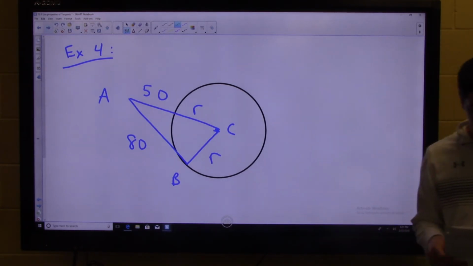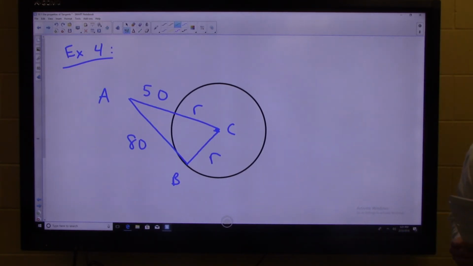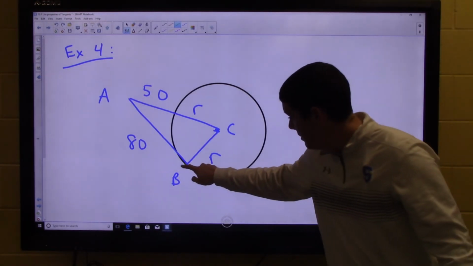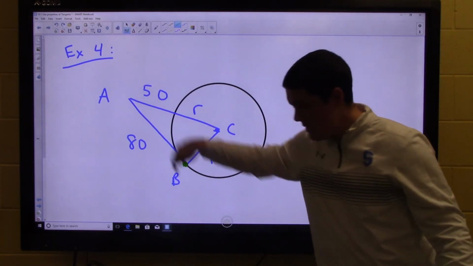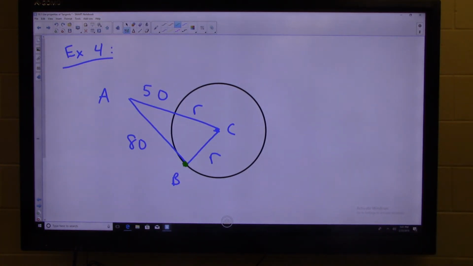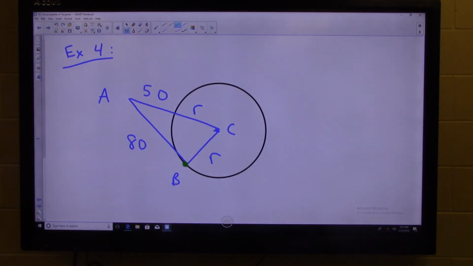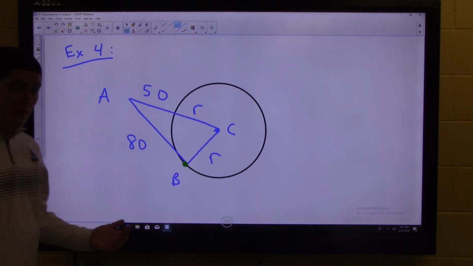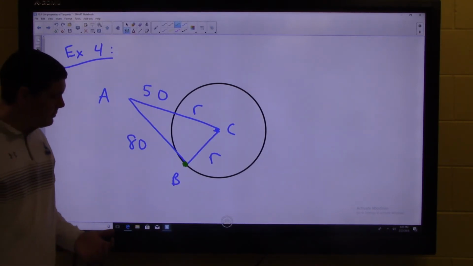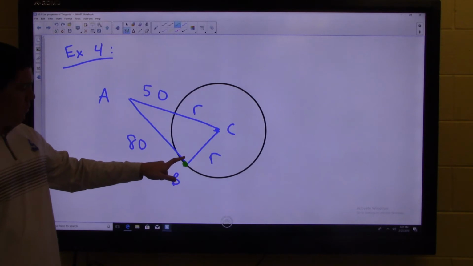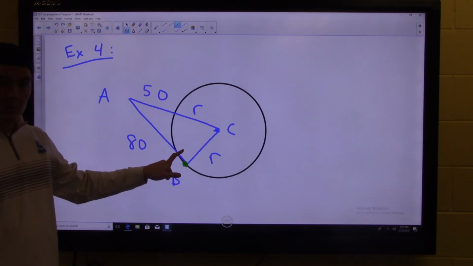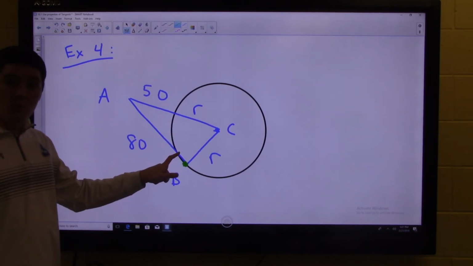So what we're trying to do is, it says in the diagram, B is a point of tangency. Right there. So we know this segment's a tangent segment. Find the radius R. Okay, so again, this is going to piggyback off what we learned about right triangles. What I was going to ask is this: what does that angle have to be? You guys already know it's a right angle.